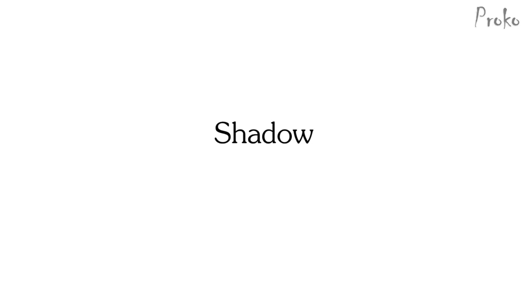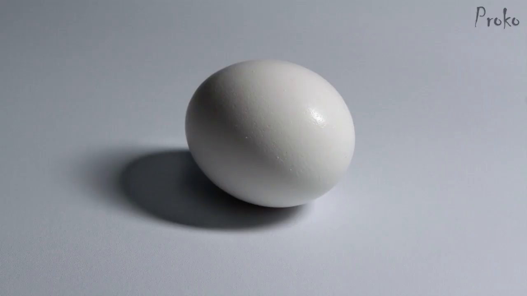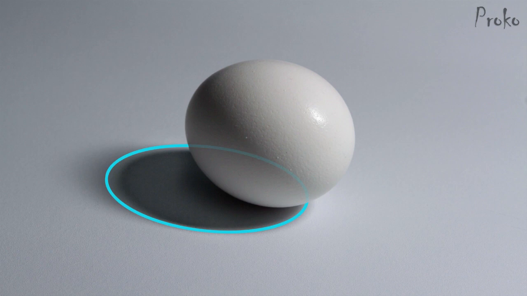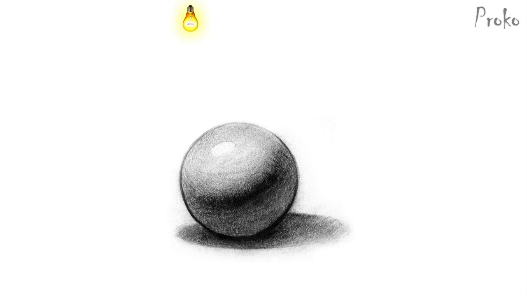Let's start by talking about the shadow side. There are two types of shadows. Form shadow is a shadow caused by the planes turning away from the light source. A cast shadow is caused by one form blocking the light from hitting another form. This egg is blocking the light from reaching this part of the table. You can find this shape by projecting lines from the light source to the terminator of the first form, and continuing those lines to the obstructed form.